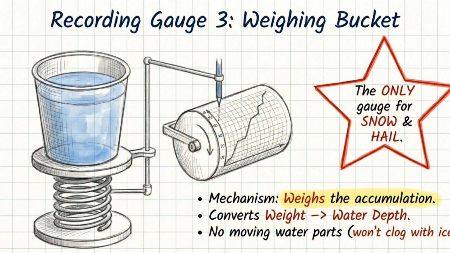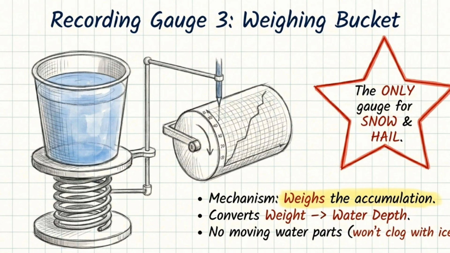As more rainwater collects, the weight of the bucket increases. This increase in weight moves a mechanical linkage connected to a pen. The pen records this change on a rotating drum covered with graph paper. The instrument then converts the weight of the collected water into rainfall depth, giving a continuous record of rainfall.